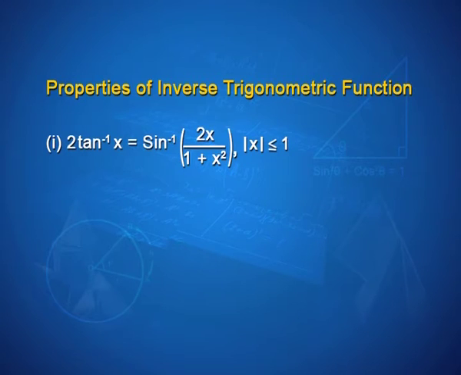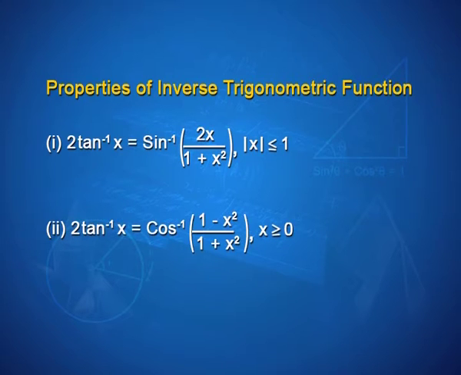The last, the sixth property says that twice tan inverse x is equal to sin inverse of 2 x by 1 plus x square, where the absolute value of x is less than or equal to 1, and twice tan inverse x is cos inverse of 1 minus x square by 1 plus x square, where x is greater than or equal to 0. Now, these properties somewhere or other gave us the confidence that yes, the grade 11 trigonometric formulas are all coming in use somewhere or other, like the 6th property listed here.